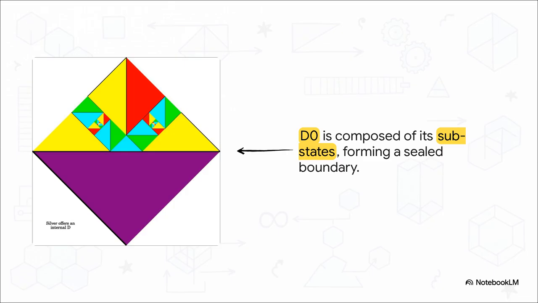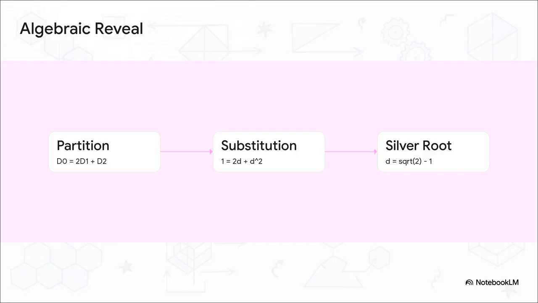It means the system updates via discrete, whole steps rather than getting lost in a messy cascade of fractions. And that perfectly sealed geometry leads us right into a magical algebraic reveal, known as Theorem 1, the silver partition invariant. The geometry translates flawlessly into a solved quadratic equation. So step 1 is that physical partition we just established. The unit cell, D0, equals 2 D1s plus 1 D2.